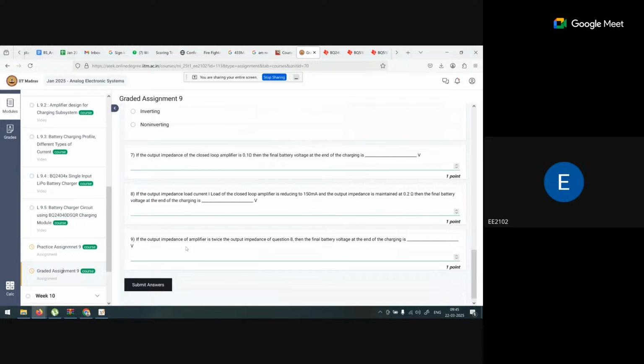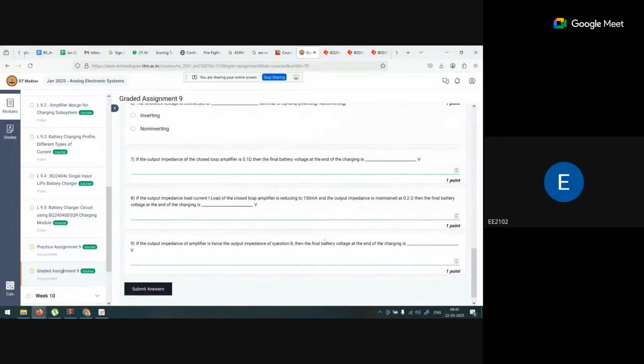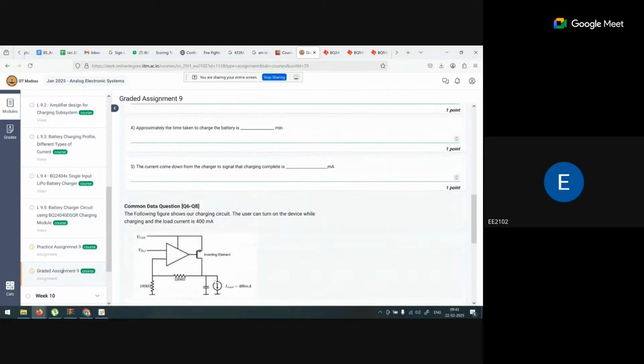Now question number 9: the output impedance of the amplifier is twice the output impedance of question number 8. Here it was 0.2, now it is 0.4. Then you find out the end voltage. These are from question number 6 to question number 9.